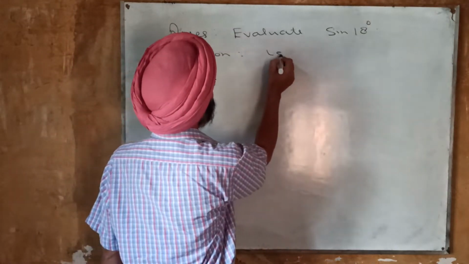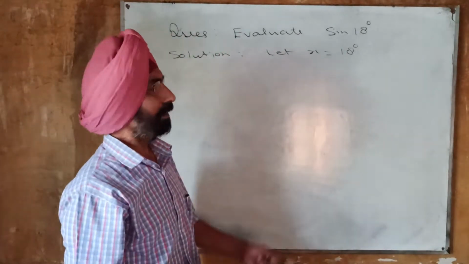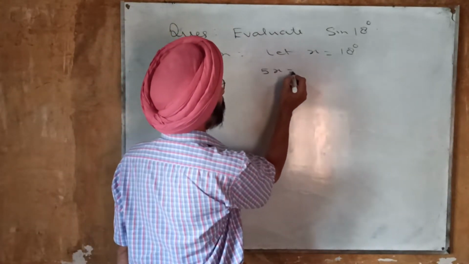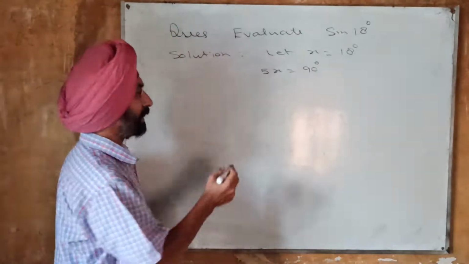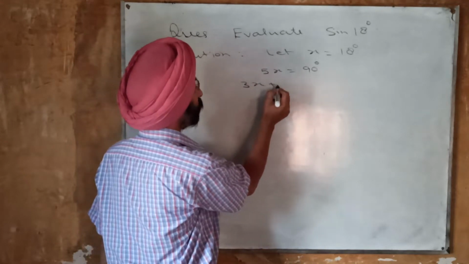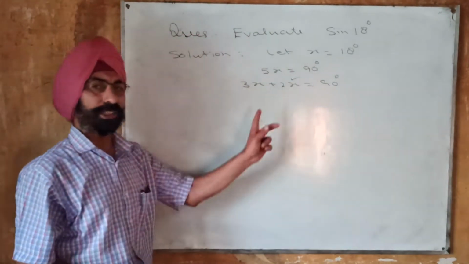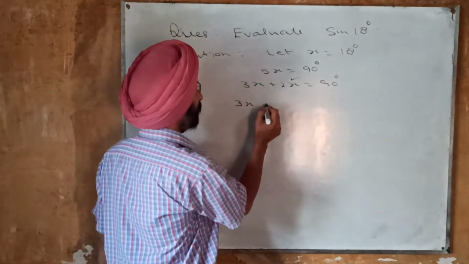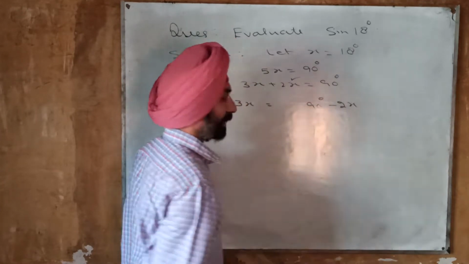Let x be 18 degree. Then multiplying both sides by 5, you will get 5x is equal to 90 degree. You can break this 5x into 3x plus 2x is equal to 90 degree, and then take this 2x to the other side, that means the right hand side. You will get 3x is equal to 90 degree minus 2x.